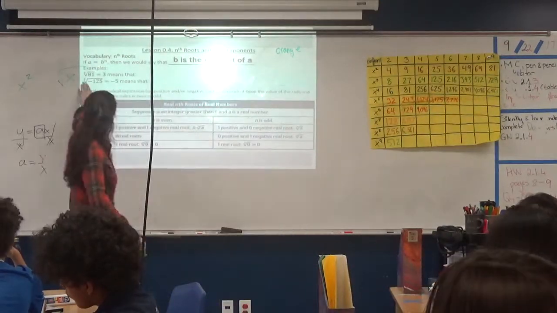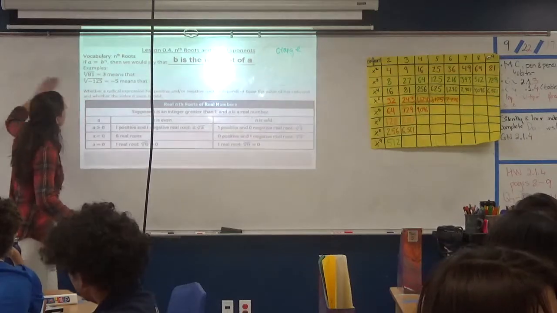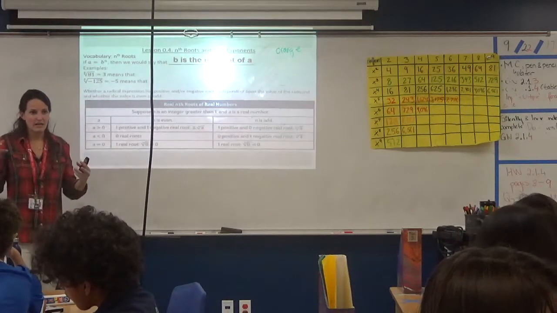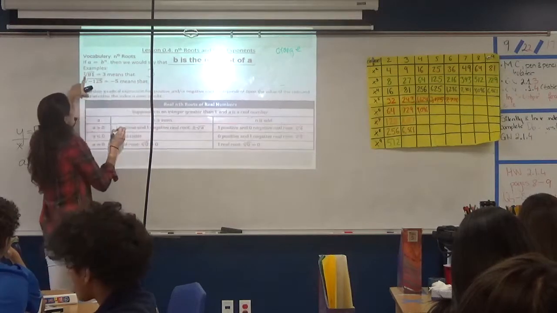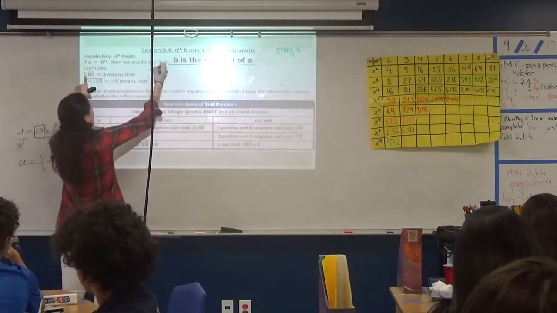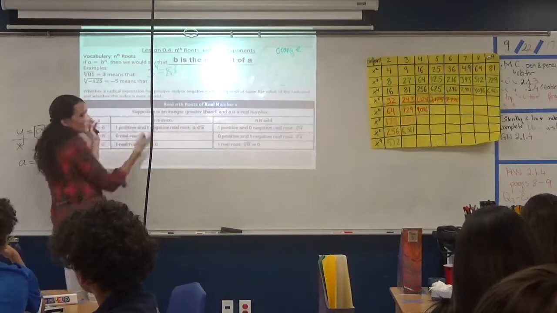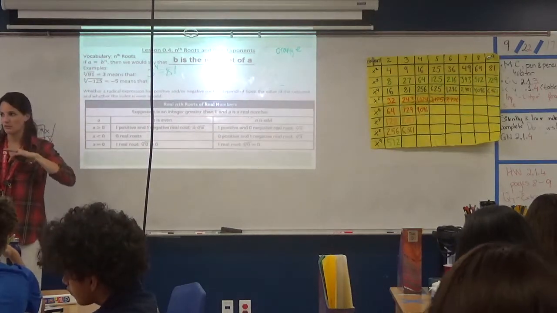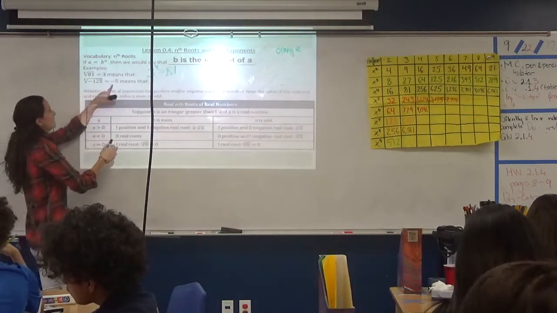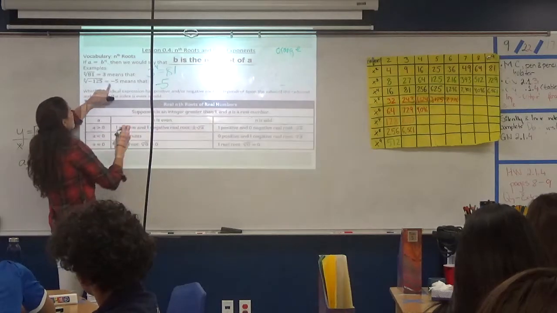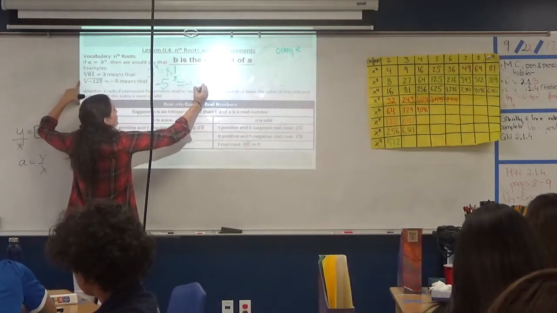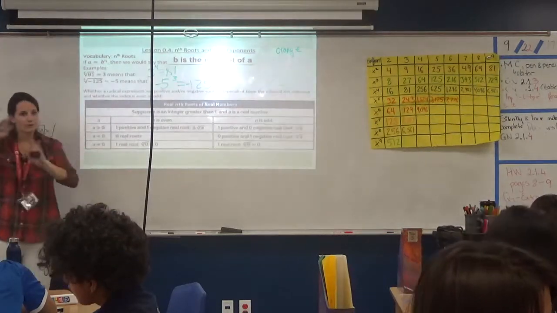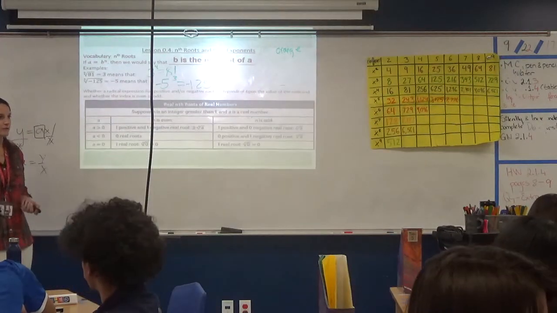Alright. If we have the 4th root of 81 equals 3, right? That means that 3 to the what power? 4th power equals 81, right? We can go back and forth between these two. Or for this one, negative 5 to the what? 3rd power is negative 125. So you've seen this before. We can go back and forth, but we're just getting familiar with this again.